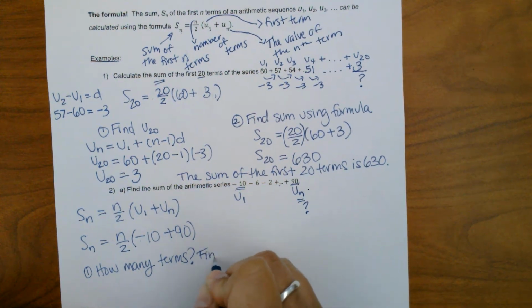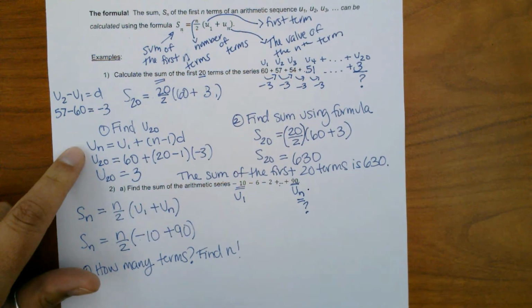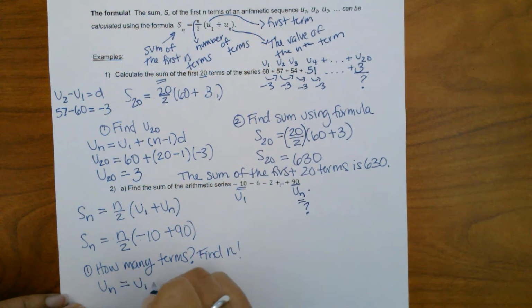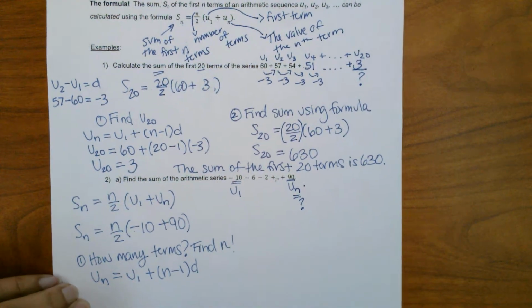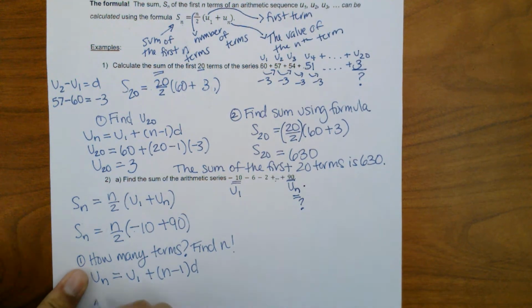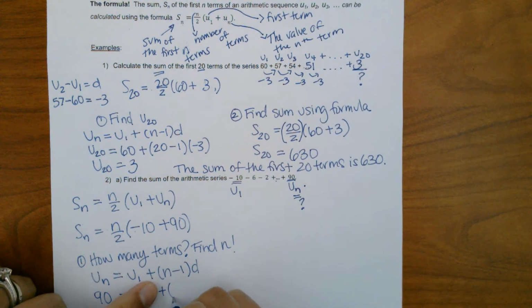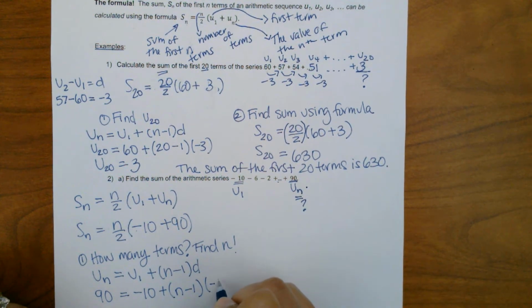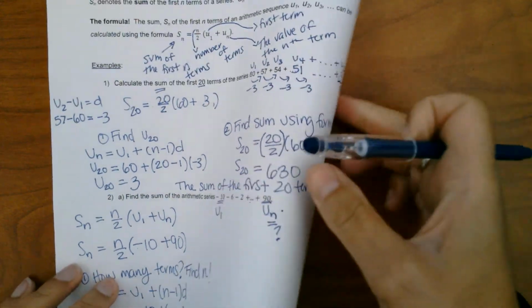So we need to find n. How do we do that? If you watch my arithmetic sequence video, then we know we're going to use u sub n equals u sub 1 plus n minus 1 times d to find n. All right, so what do we have? We have u sub n. We got 90, equals. What's the first one? Negative 10 plus. Do we have our n? Nope. That's what we need to find. Common difference? Yup. Actually, what is our common difference?